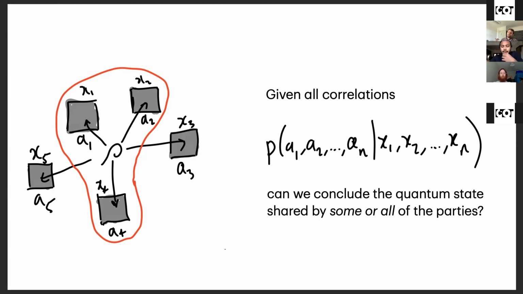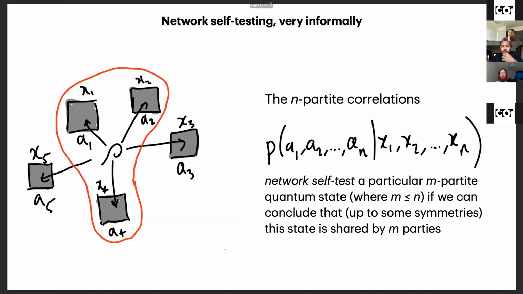The thrust of this talk is going to be trying to address the question of what can we conclude about the quantum state shared by some or all of the parties. So we're given statistics for n parties, and can we conclude something about the quantum state shared by some of the parties? Okay, and we call this network self-testing.